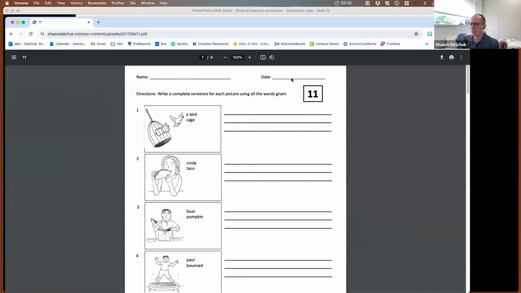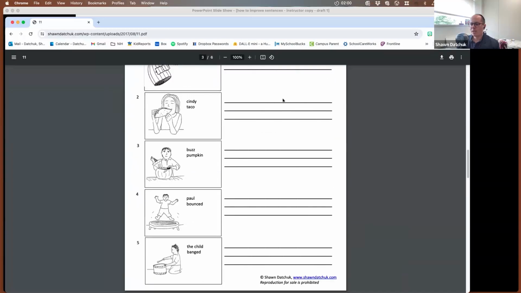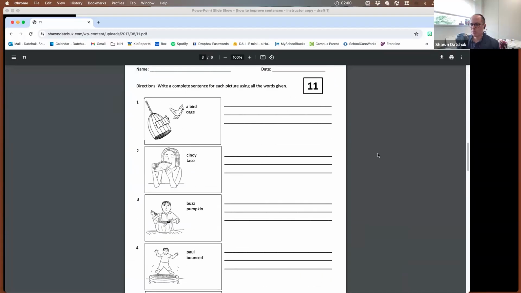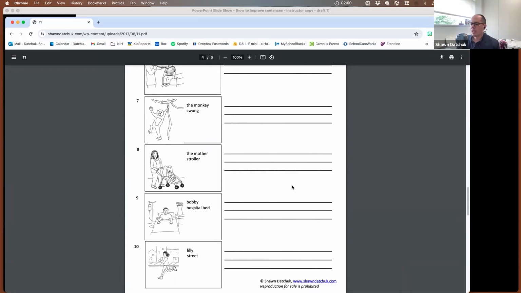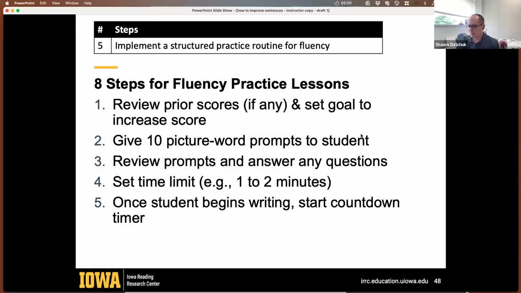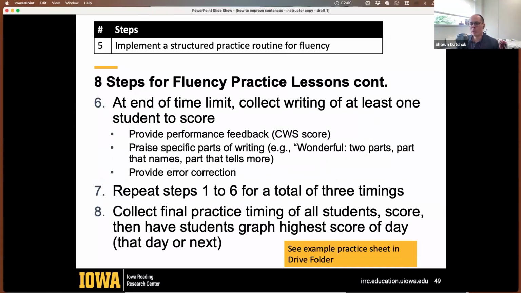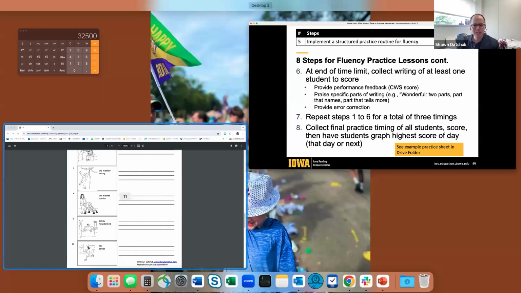So on this set 11, you have numbers 1 through 10. You also have a brand new copy of the same 10 picture word prompts on this same file. So students would then try again. They aren't looking at their prior writing sample, they're trying to write it again. And then we would go through that same thing. So we would give them 1 to 2 minutes. They would try to write. And what we typically see is that students tend to write more and more across time.